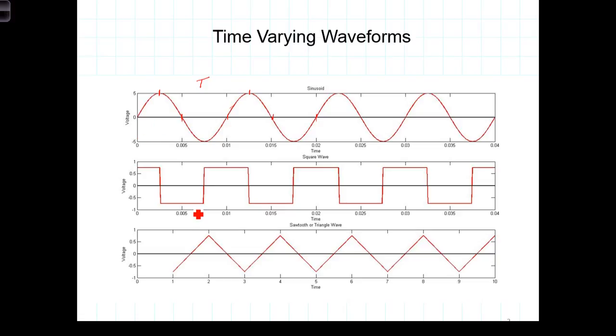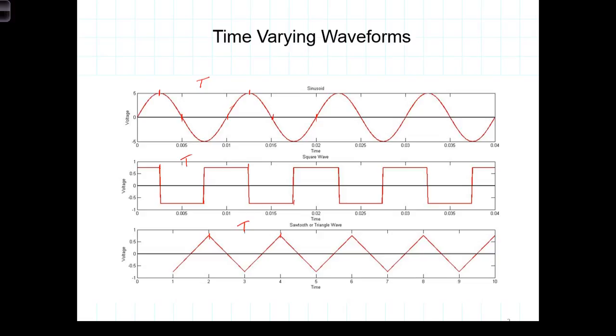A similar waveform, or another periodic waveform, is a square wave or a rectangular periodic waveform. In this case, we can measure the period from the negative going edge again to the negative going edge, or from the positive going edge to the positive going edge. And then this is known as a sawtooth waveform or a triangular shaped waveform. Once again, we'll talk about the period of the waveform as the length of time that it takes to repeat itself, and we'll call that capital T.